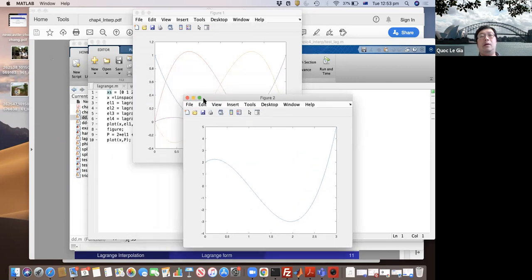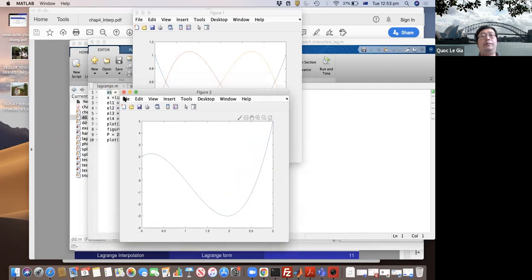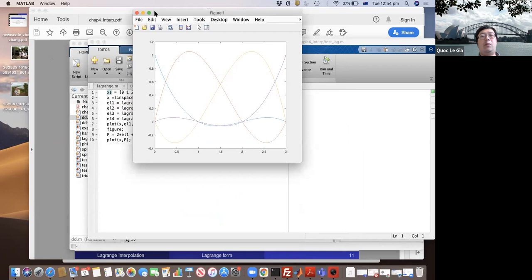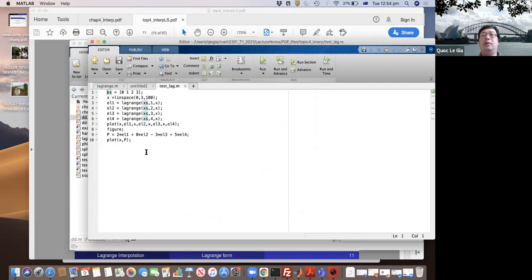So you can see it. This one is the polynomial P. And this one is just L1 up to L4. So any question? Otherwise we take a break and we start again at 1:05.